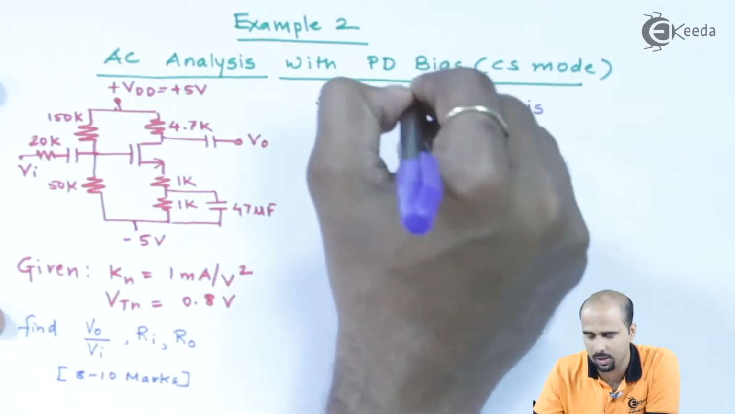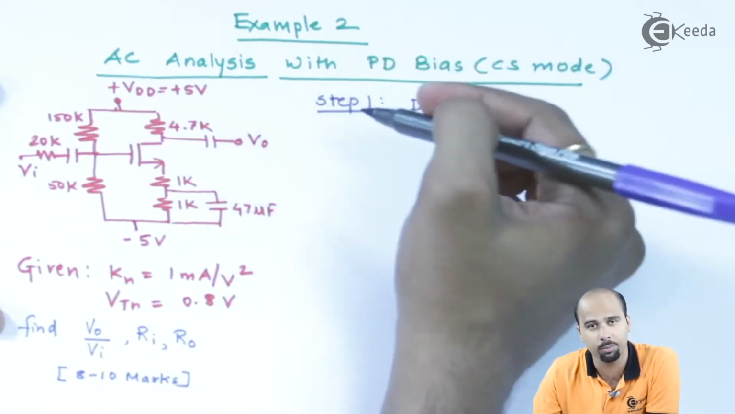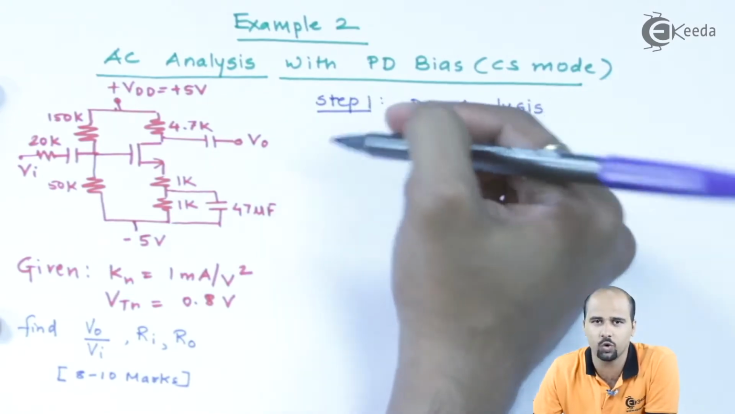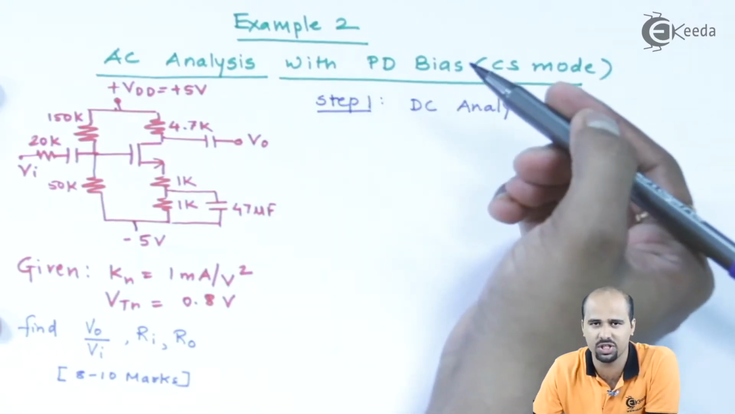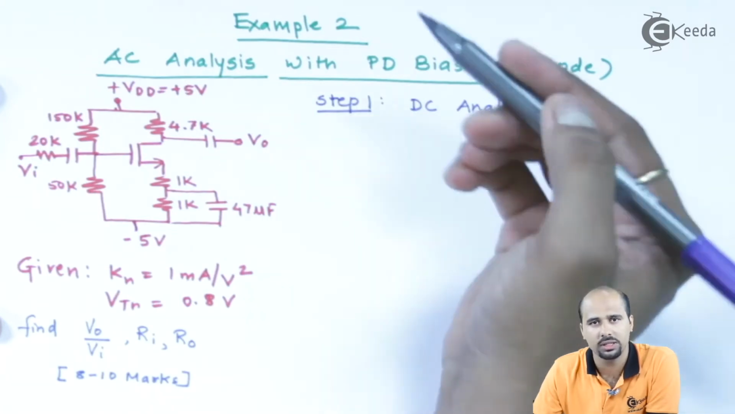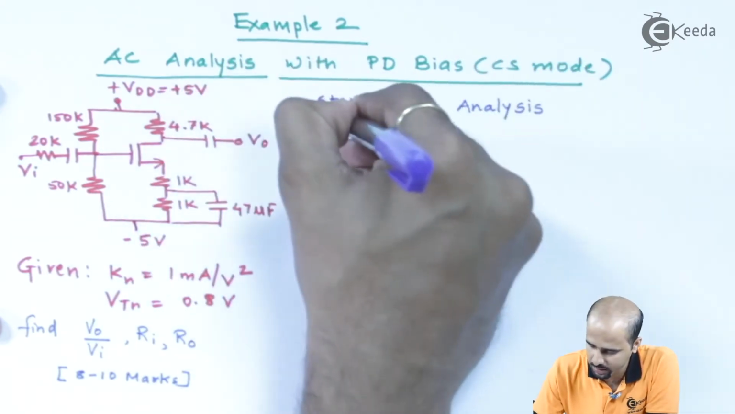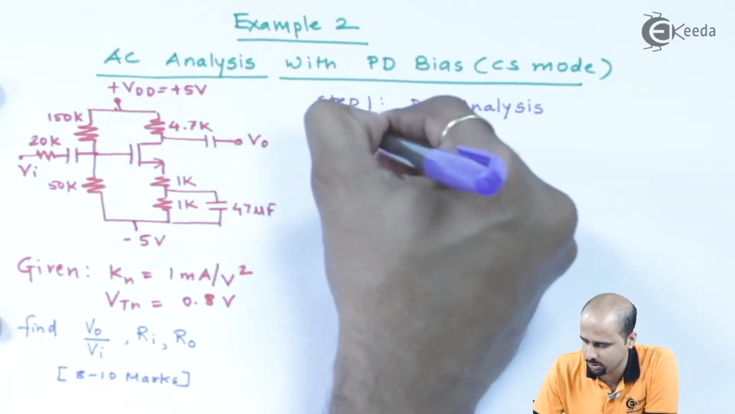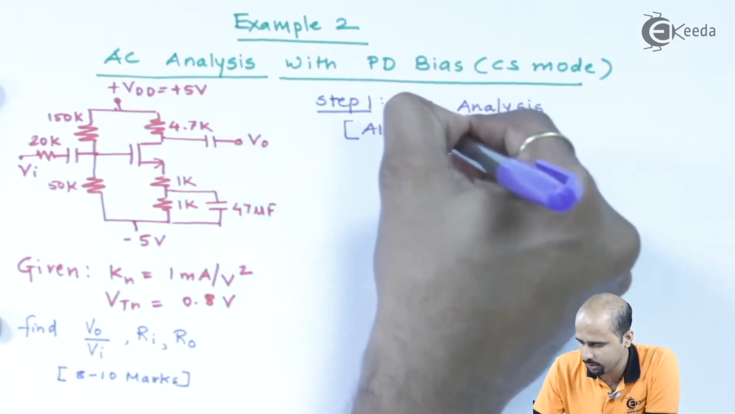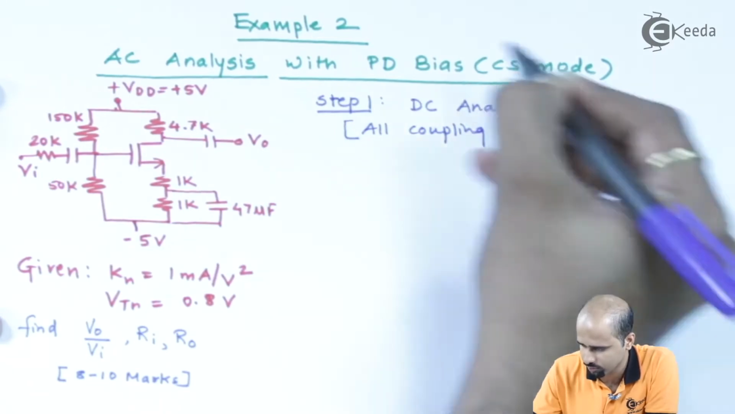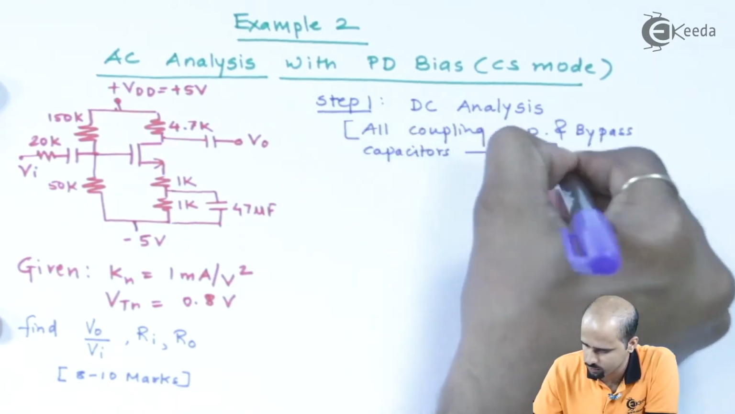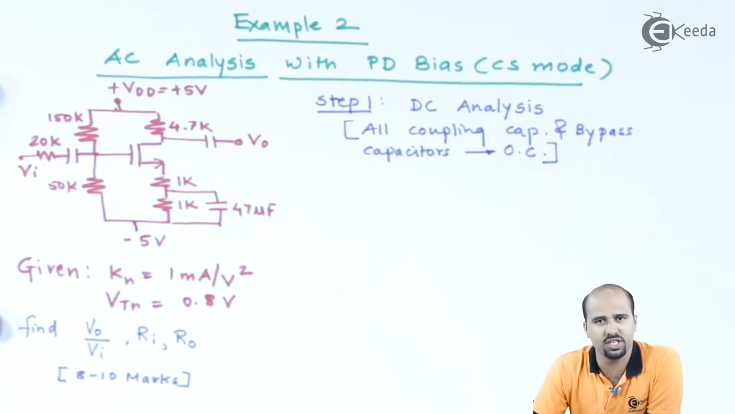As in the earlier example we have heard about GM, right? So for GM we have to calculate the value of VGS. For VGS we have to go for your DC analysis, right? So we'll start with the DC analysis. In the bracket you have to write this as all coupling capacitors and bypass capacitor we have to open, as F is equal to 0.